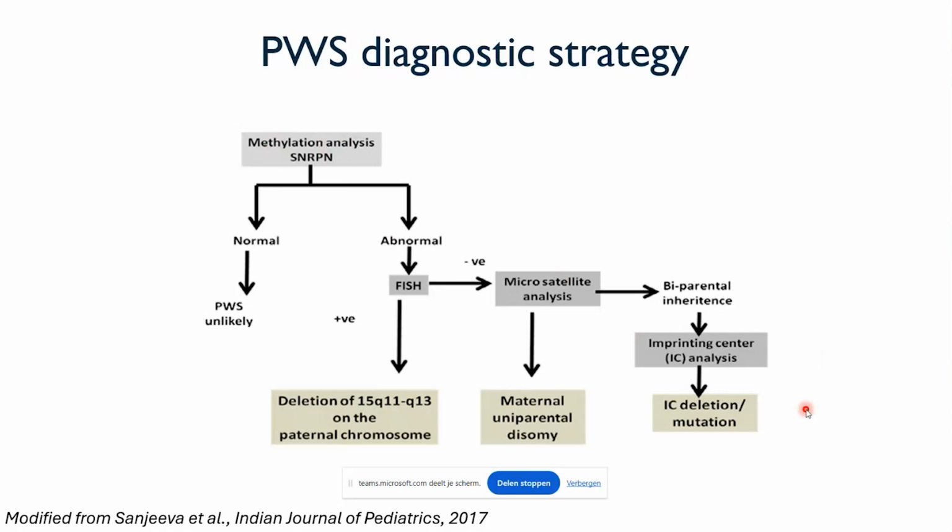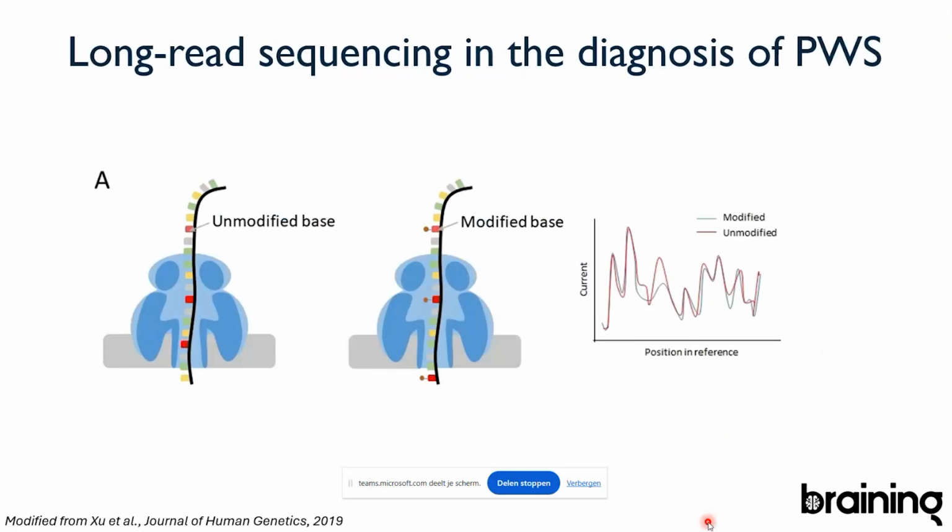So basically, if you are unlucky, you have to wait for a very long time, and you have to do 4 diagnostic tests before the doctor knows that Prader-Willi syndrome is present, and what is the cause of it. However, with long-read sequencing, you could do the diagnosis of Prader-Willi syndrome in one go. Why? Because if you sequence it, you can see if the region is deleted, yes or no.